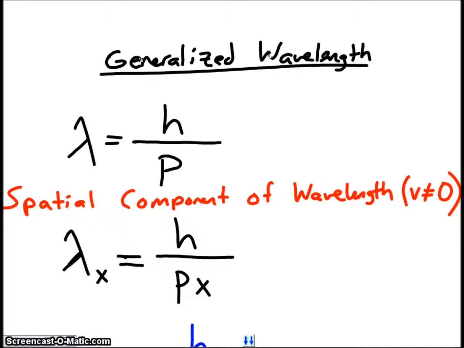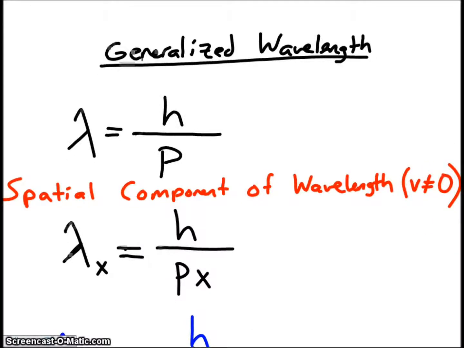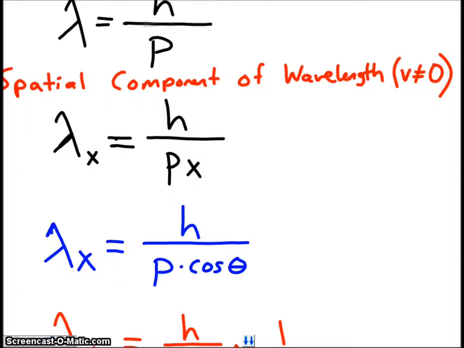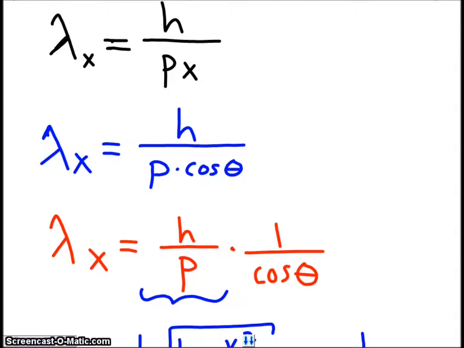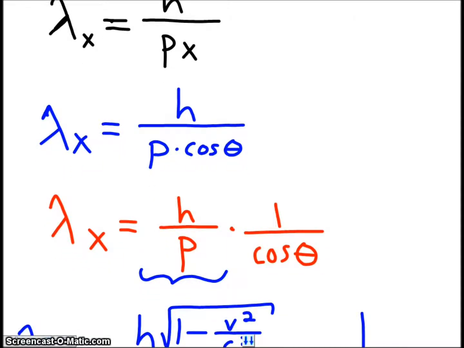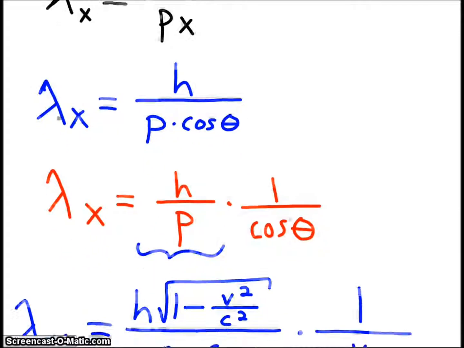And so to find the spatial component of the wavelength, which I'm labeling as lambda sub x, we can find that using the formula h divided by p sub x, meaning we're going to take h divided by the spatial component of the momentum. Right? And we can find the spatial component of the momentum by taking the total momentum p and multiplying it by cosine theta. Right? So we plug that in. For the spatial momentum, we'll take p times cosine theta.